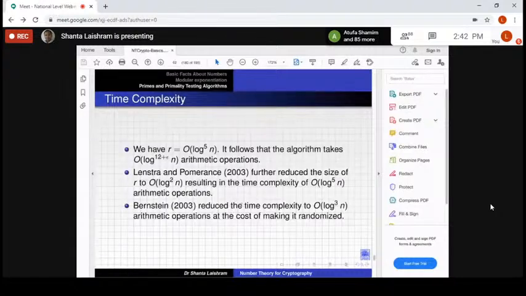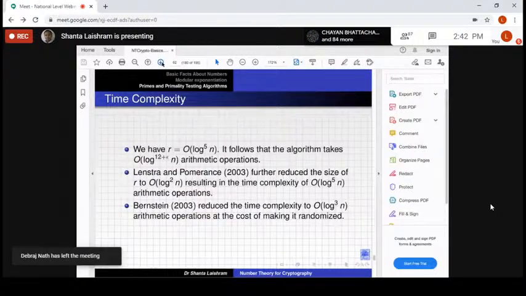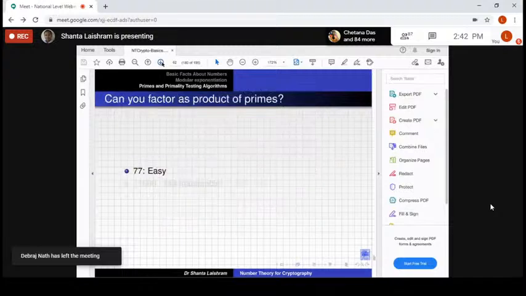Now Bernstein again reduced the time complexity to log cube n at the cost of making it randomized. So one can make it a bit faster, but it's still not that polynomial time. So this is all I have for the prime and primality testing algorithms.